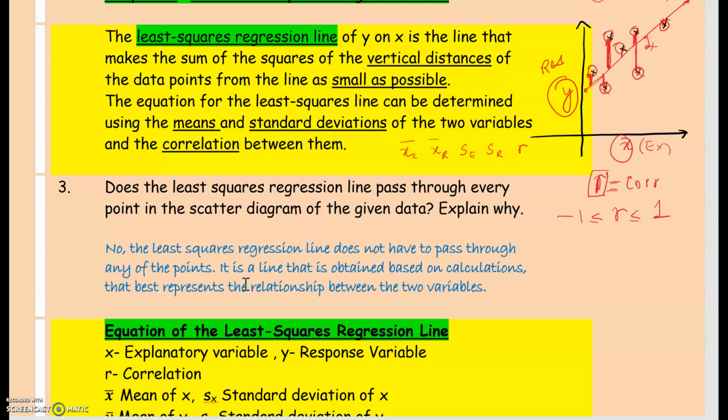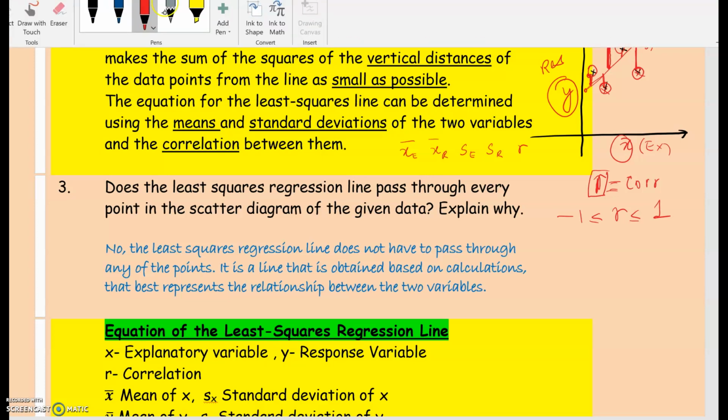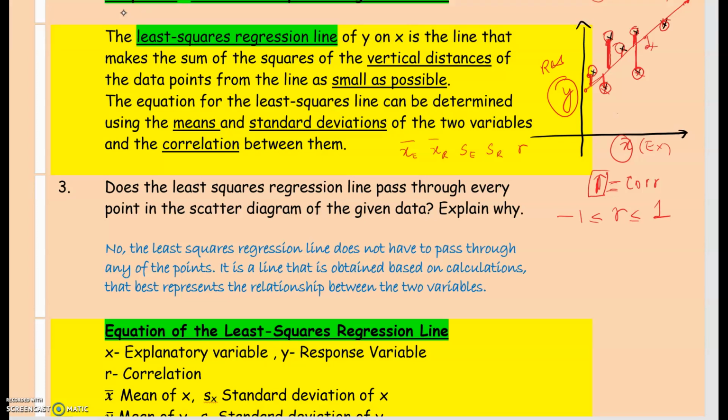Now we use the line to make predictions or make estimates of y given an x. So this is how we do it. Suppose I want to find the value of, let's say this is between 0 and 10. Suppose I want to find the estimate, the value of y based on the value of x.